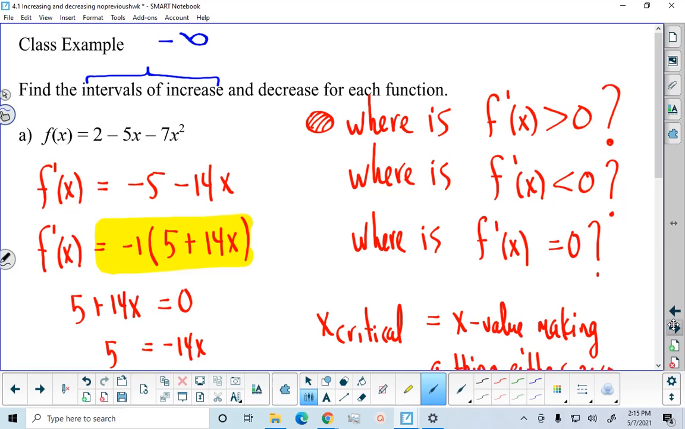is from negative infinity to negative 5/14, and the interval of decrease is from negative 5/14 to positive infinity. I don't know that you really need to write that down, because as soon as you include that last column in the chart, you're answering the question. Does anybody have any questions with that example? Okay, let's move on.